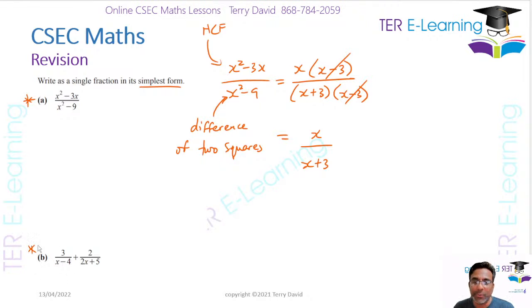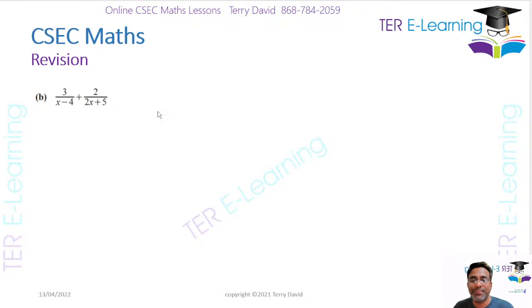We have our next one here now. We have 3 over x minus 4 plus 2 over 2x plus 5. So this is what I want to do, and I want to simplify this. I just did a question like this for you guys. We're going to add this.